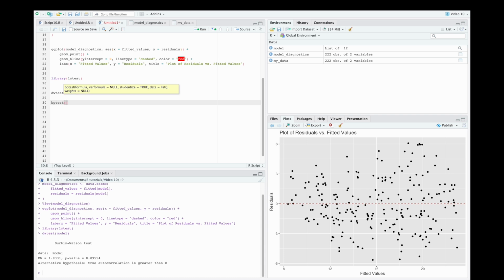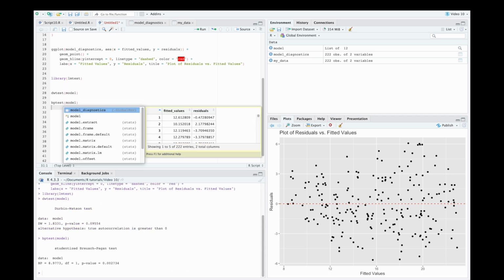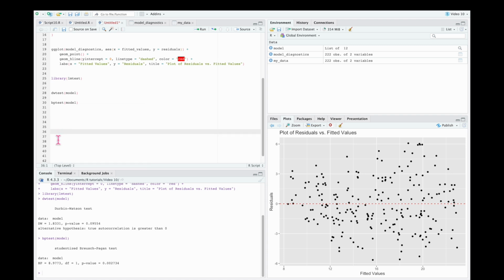If the p-value is less than the chosen significance level, commonly 0.05, you reject the null hypothesis of homoscedasticity in favor of the alternative hypothesis of heteroscedasticity. In our case, the p-value is less than 0.05, which indicates that there is evidence that the residuals exhibit heteroscedasticity. The assumption of constant variance is violated. We will discuss the remedy for this issue in the upcoming videos.